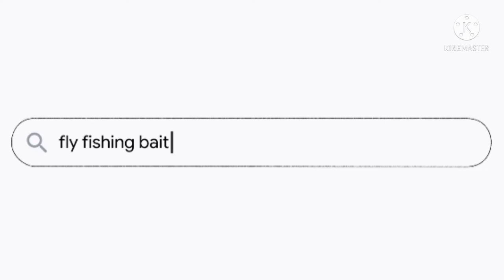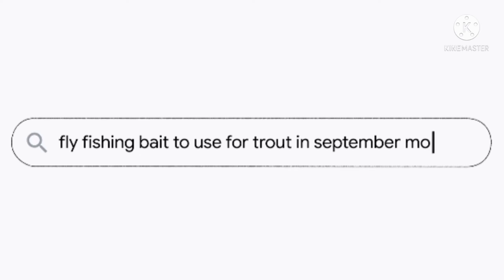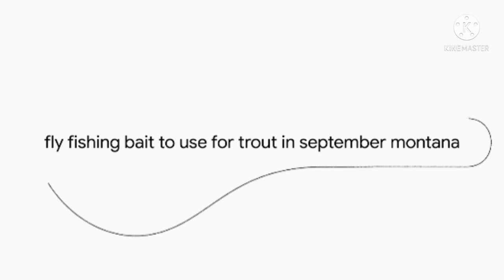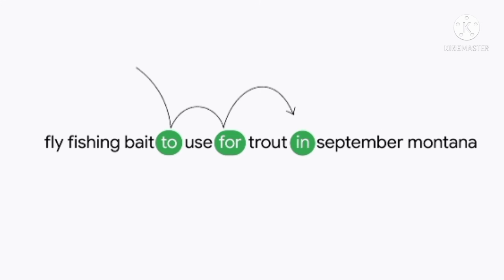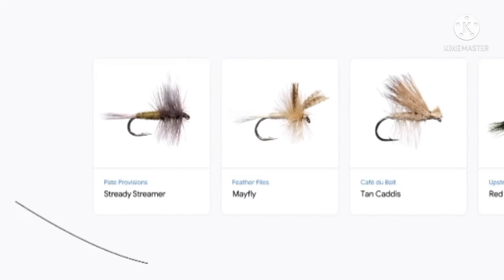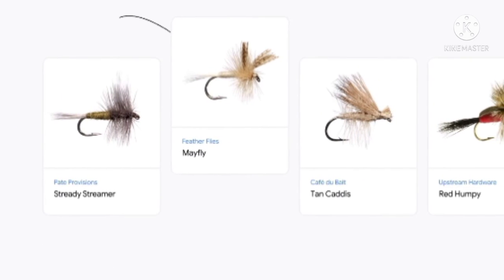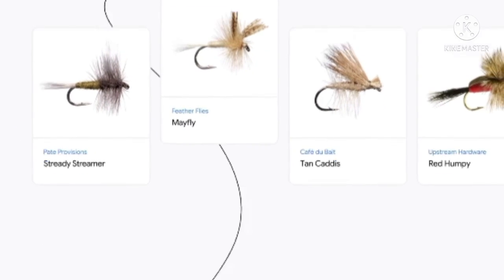So when you search something complex, like "fly fishing bait to use for trout in September, Montana," search knows all the little words are important. And because it now takes them all into account, it can tell you the perfect bait for that time of year. BERT isn't foolproof, but since implementing it in 2019, it's improved a lot of searches.